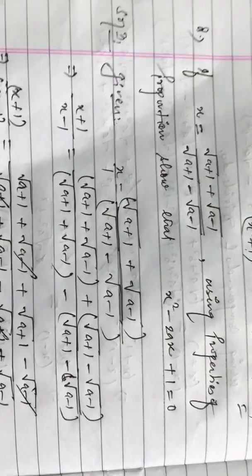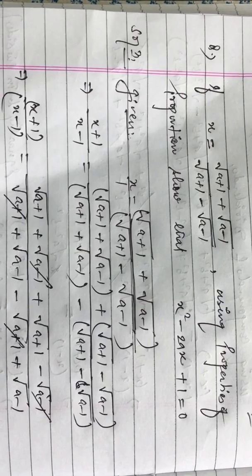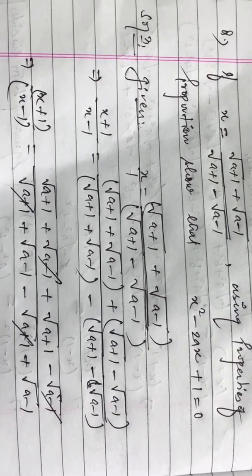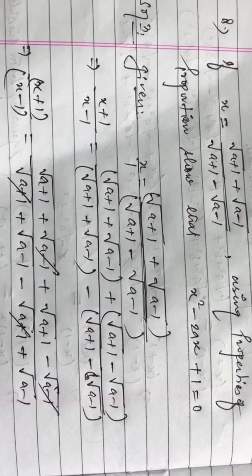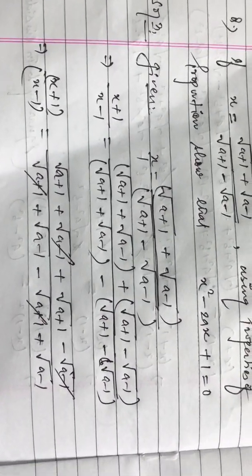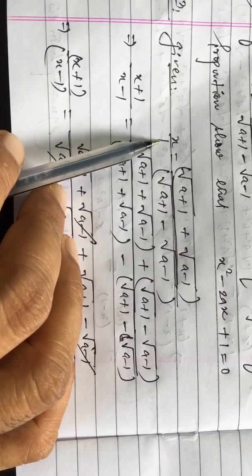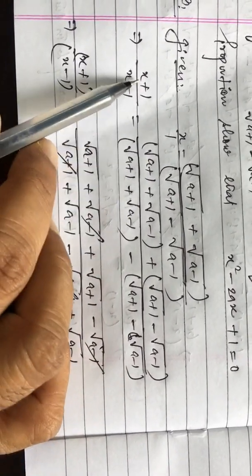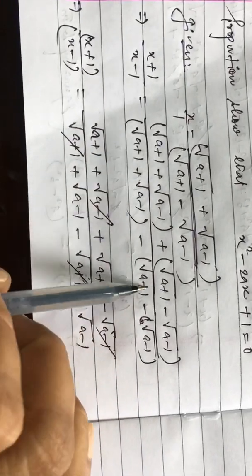Now see one more problem. If x is equal to root under a plus 1 plus root under a minus 1, whole divided by root under a plus 1 minus root under a minus 1, using properties of proportion, show that this. For showing this, again we take 1 in the denominator and apply C and D: A plus B and A minus B, C plus D and C minus D.